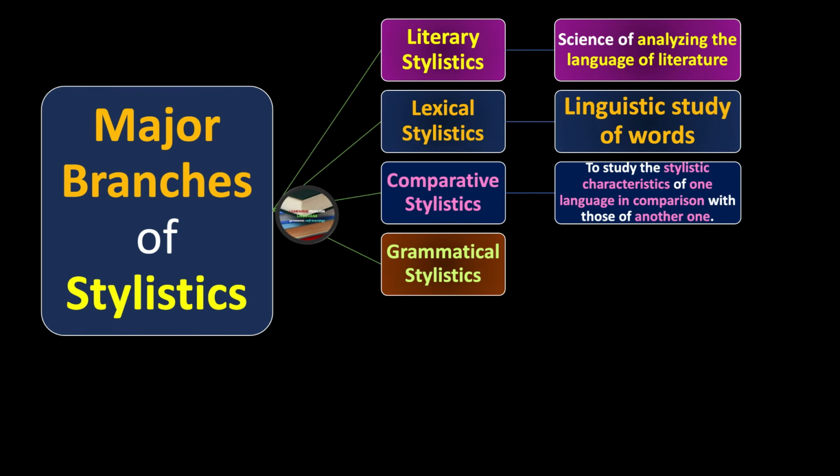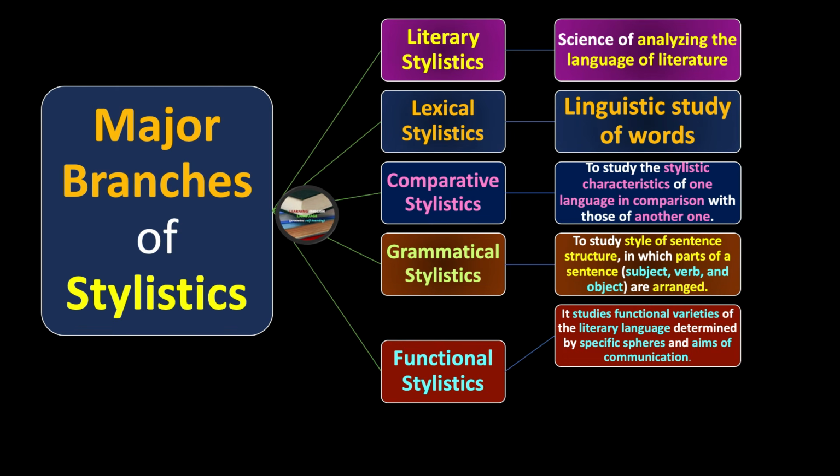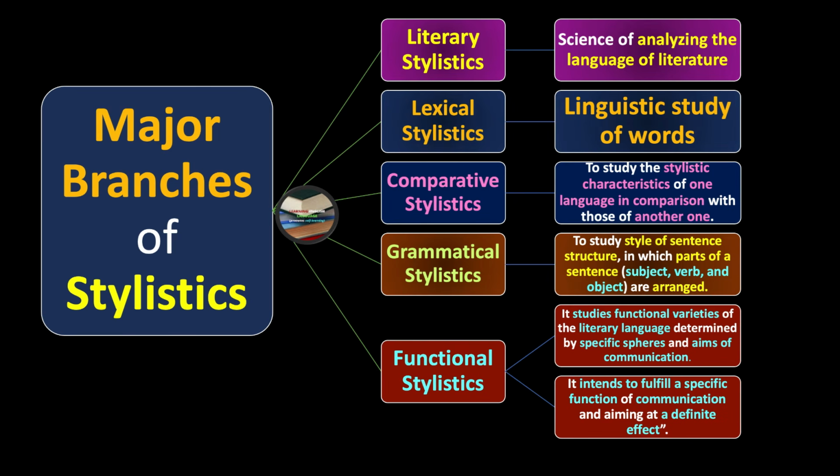We have now grammatical stylistics. It is to study the style of sentence structure in which parts of a sentence, for example, subject, verb, and object, are arranged. We have now functional stylistics. It studies functional varieties of the literary language determined by specific spheres and aims of communication. Further, we can say it intends to fulfill a specific function of communication, aiming at a definite effect.